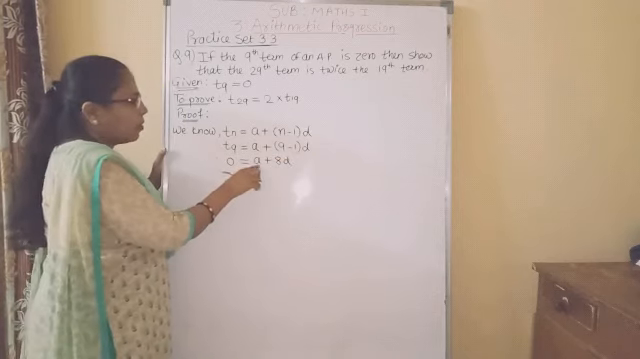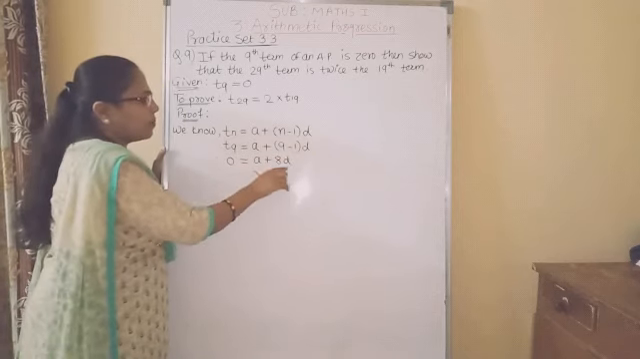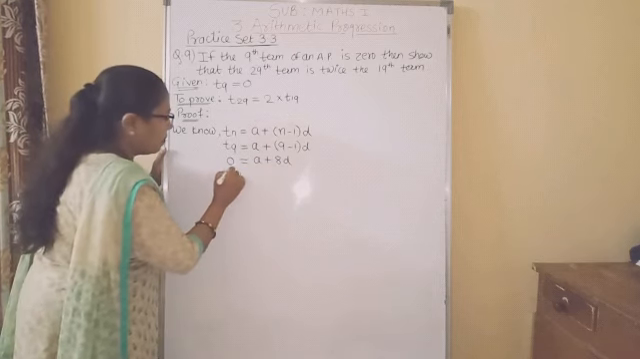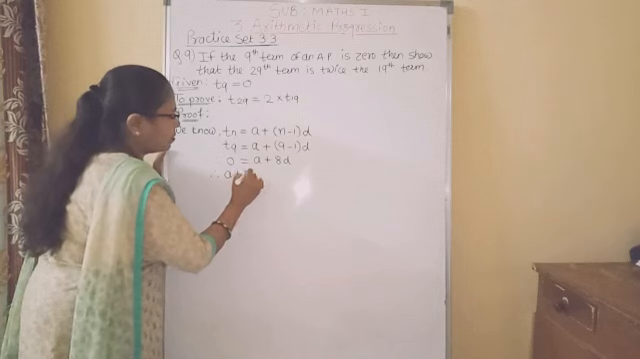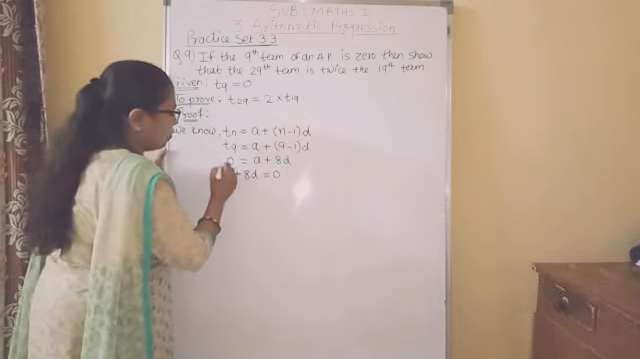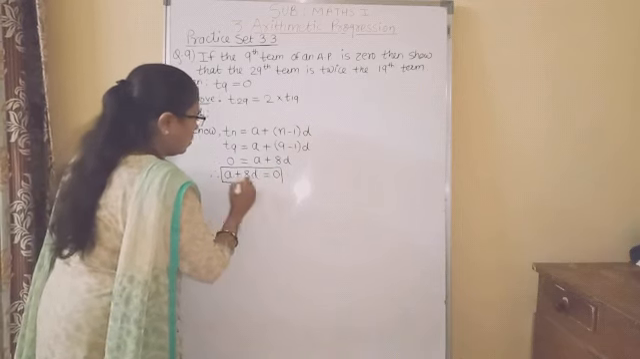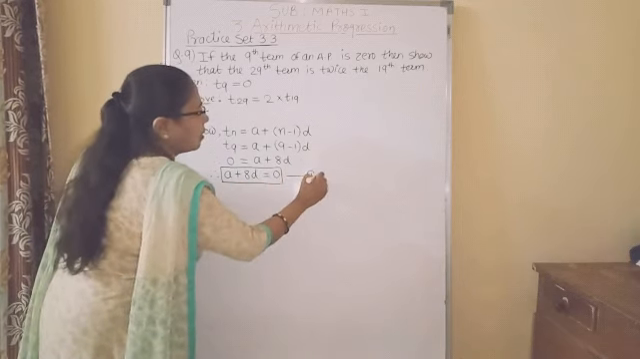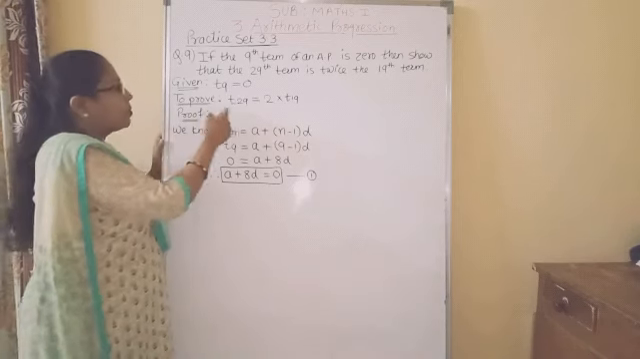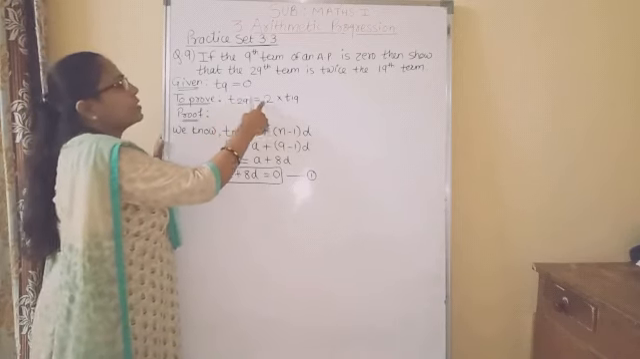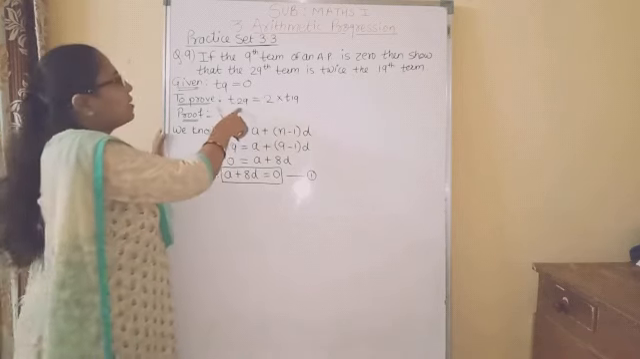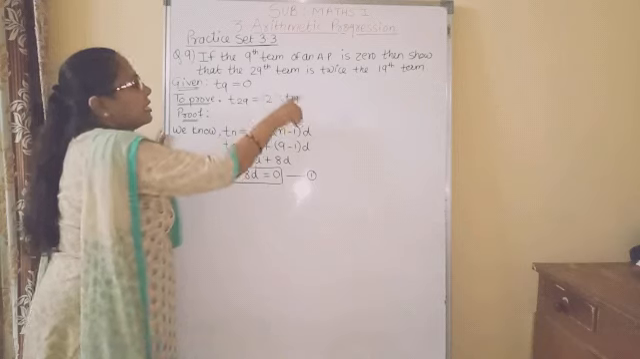Okay. Now we got a linear equation in two variables A and D. We will write that equation in a proper way. A plus 8D is equal to 0. This is our equation number 1. Okay. Now we have to prove T29 is equal to 2 into T19. Okay. So first we will find T19.